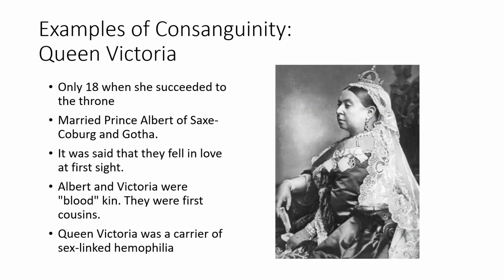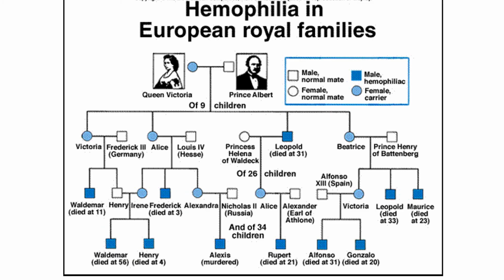In humans, Queen Victoria was only 18 when she succeeded the throne, and she married Prince Albert. They were actually first cousins. And the thing is that Queen Victoria was actually a carrier of sex-linked hemophilia. So for example, this is the pedigree of Queen Victoria and Prince Albert.